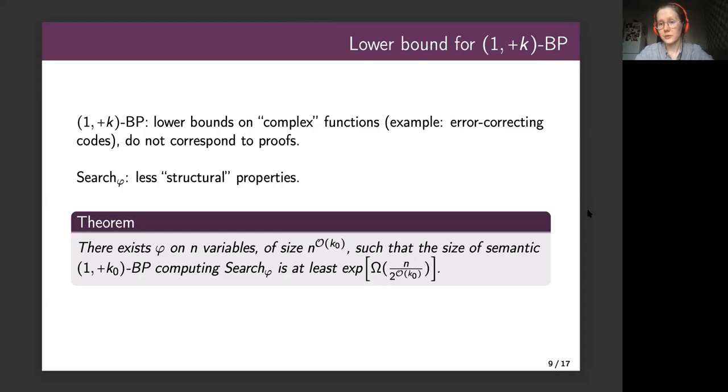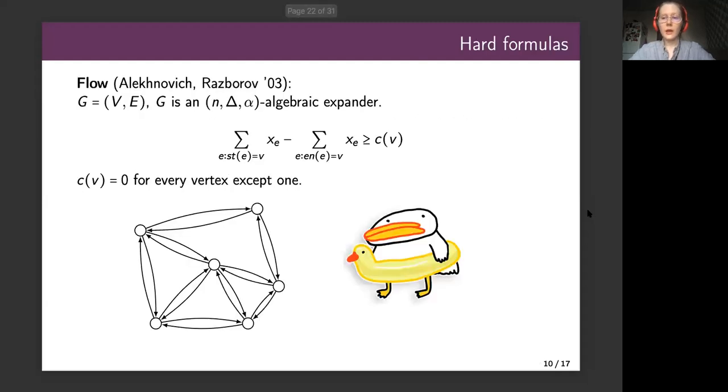Let's take a look at those hard formulas then. They look like this. These are flow formulas, which were introduced by Alekhnovich and Razborov. Here we take a graph G, which is an n, delta, alpha algebraic expander. For every edge, we have a Boolean variable, and for every vertex, we have a label. This label is 0 for almost every vertex except one, and for this one vertex, the label is 1.